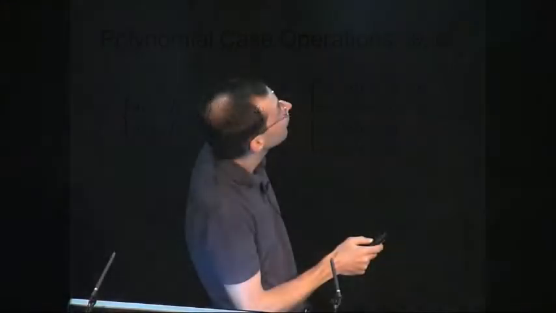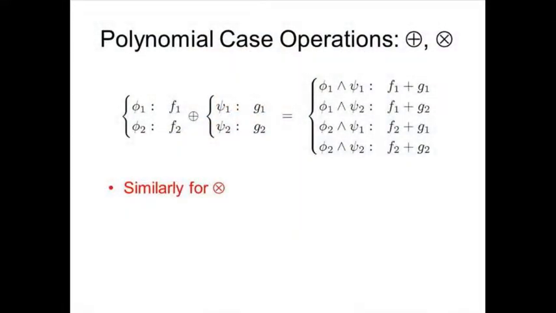You could be in phi 1 and psi 1, and in that case your function value is f1 plus g1, or phi 1 and psi 2, and so on. So you just take the cross product and sum. And if I wanted to multiply, then I just change this to times. So this works for a lot of the arithmetic operations that are closed for polynomials.